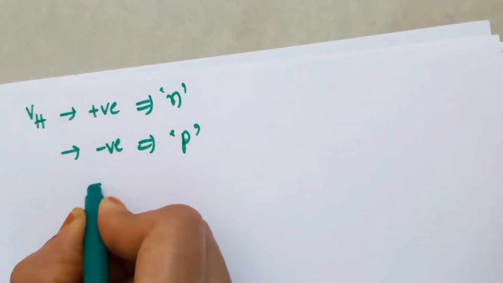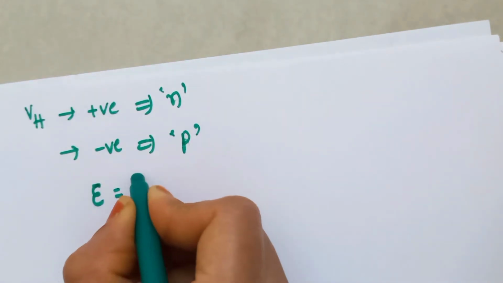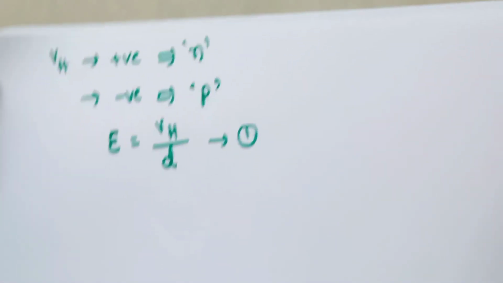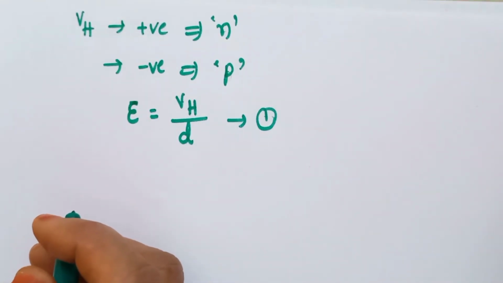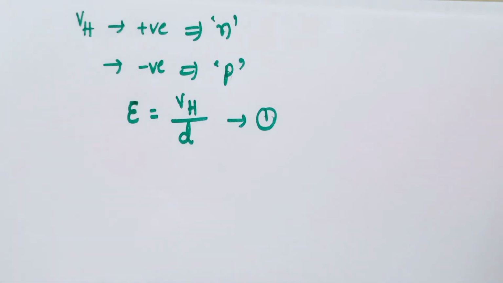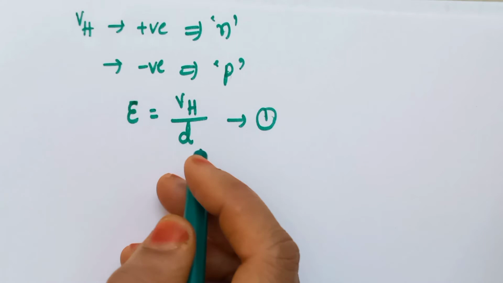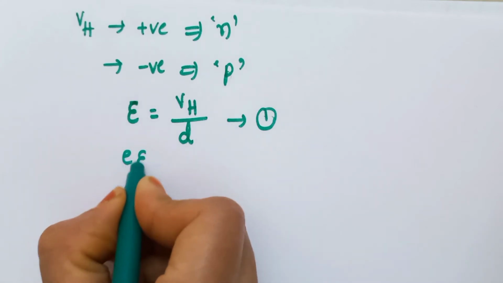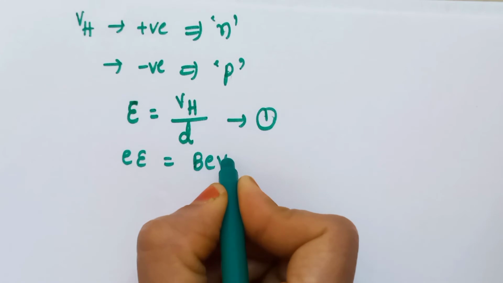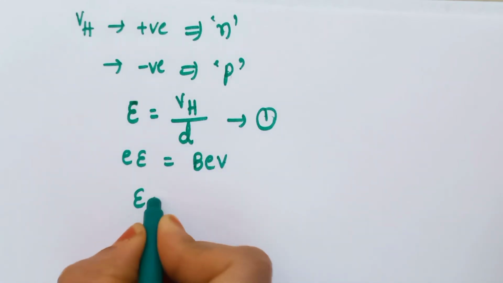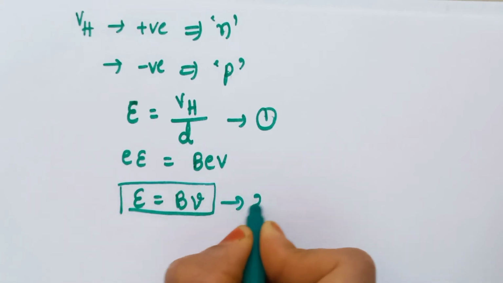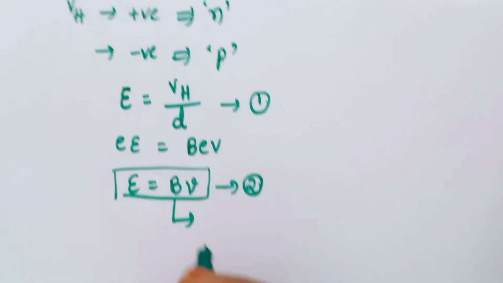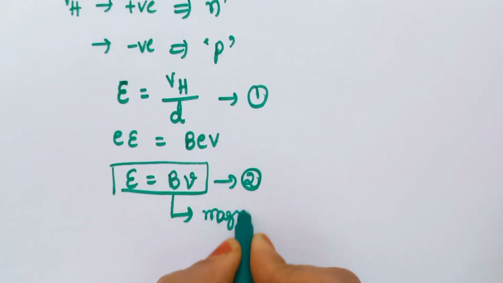So we can write the expression for epsilon, that is the applied electric field, as VH by d. Let us take this as equation number 1. The induced electric force is compensated by the magnetic force. So the electric force epsilon e is equal to B e v. This is from Faraday's law. So we can write the expression for epsilon as B into v. Let us take this as equation number 2, where B is the magnetic flux density.